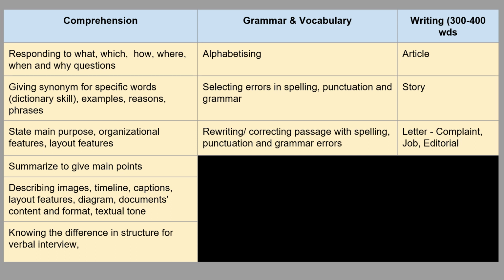You're asked to summarize or give main points, and you're asked to describe images, timeline, captions, layout features, diagrams, documents as given in relation to the comprehension. Remember, there are three of them, so you have to look at the content and the format and be able to respond accordingly. Then you have to give the textual tone of these documents wherever asked.